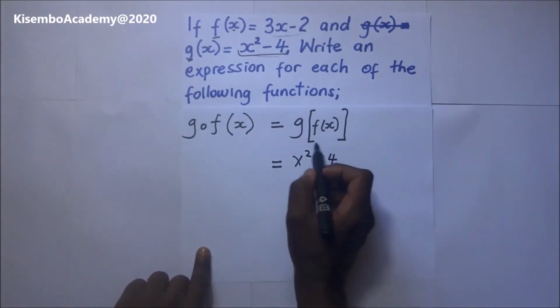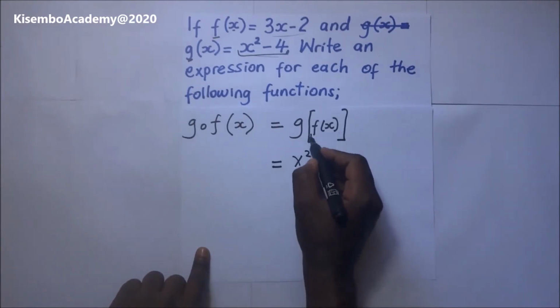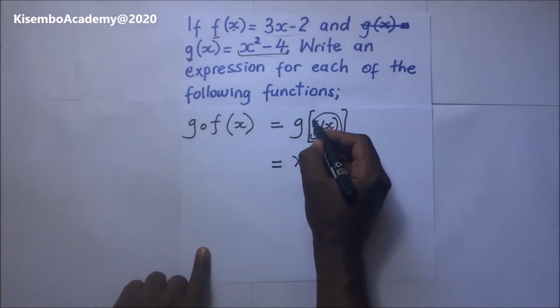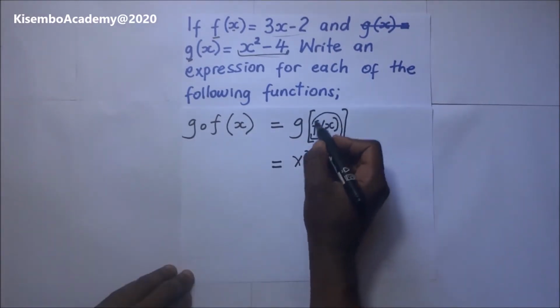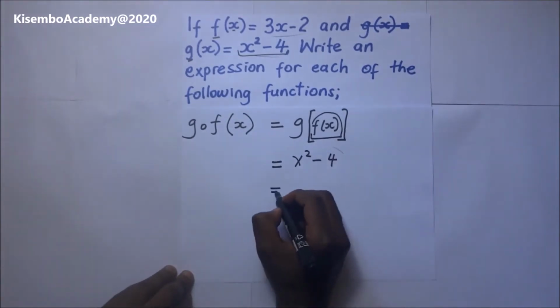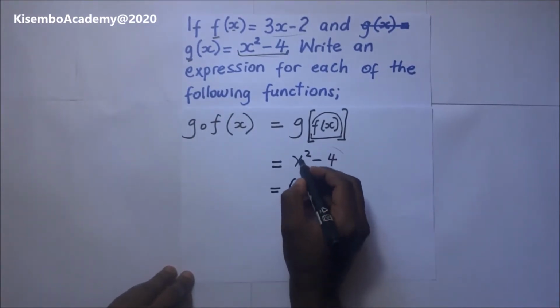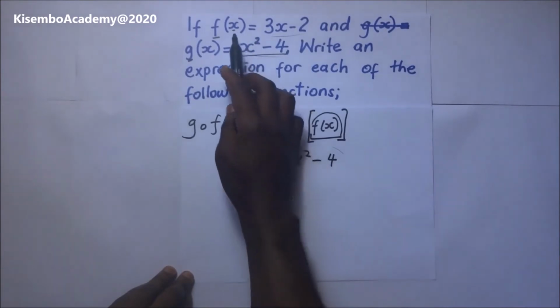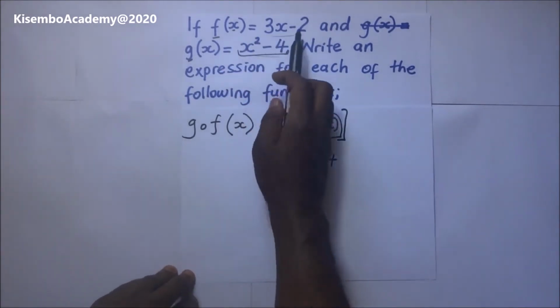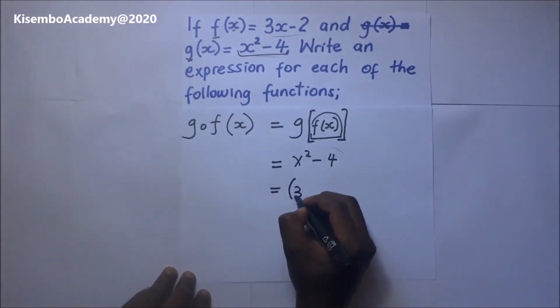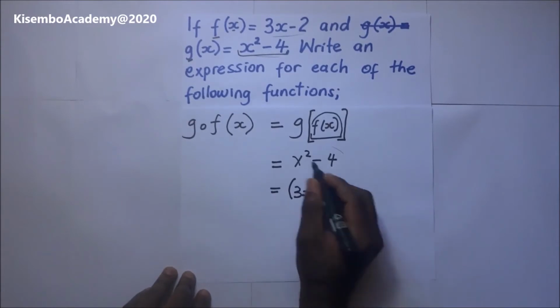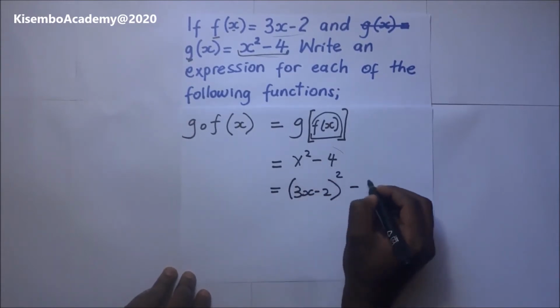Now, in our g of x, in the place of x, we are supposed to put another function called f of x. So in the place of x, we are putting a function. In the place of x, our f of x is 3x minus 2. So we are going to put here 3x minus 2, that is squared, minus 4.